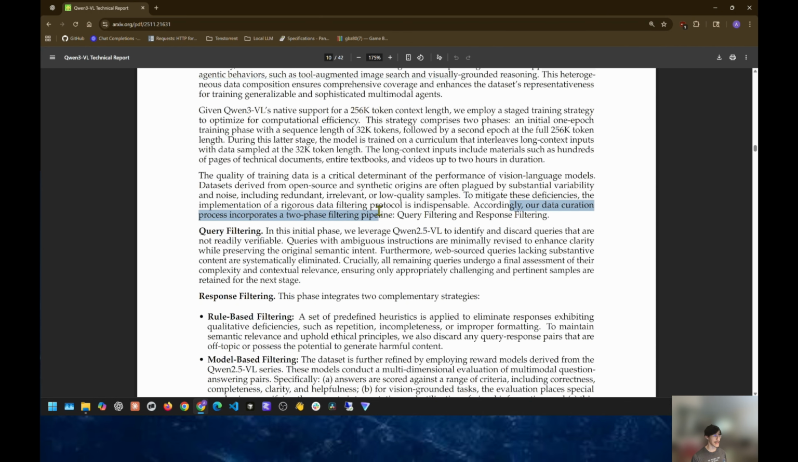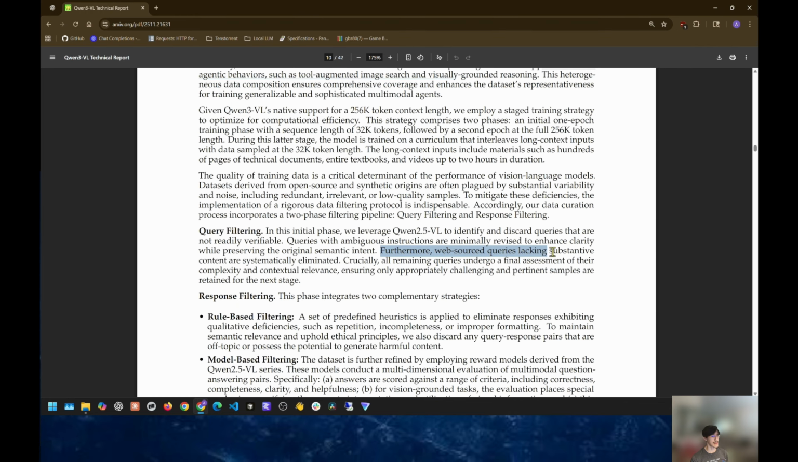Accordingly, our data curation process incorporates a two-phase filtering pipeline: query filtering and response filtering. Query filtering. In this initial phase, we leverage Qwen 2.5 VL to identify and discard queries that are not readily verifiable. Queries with ambiguous instructions are minimally revised to enhance clarity while preserving the original semantic intent.